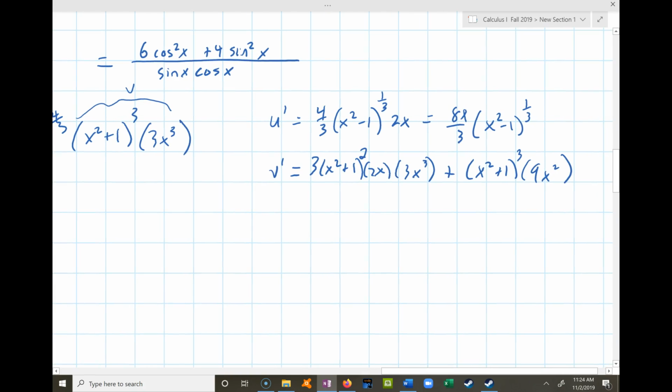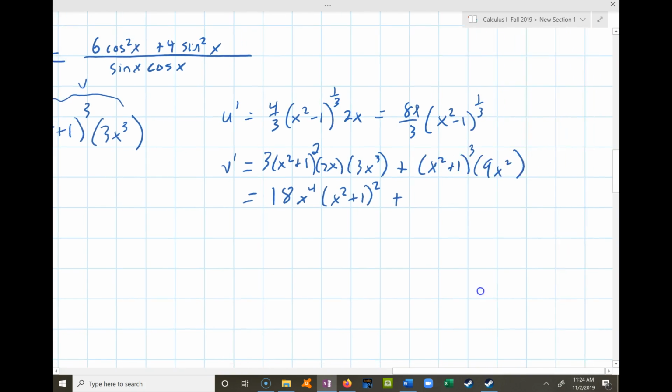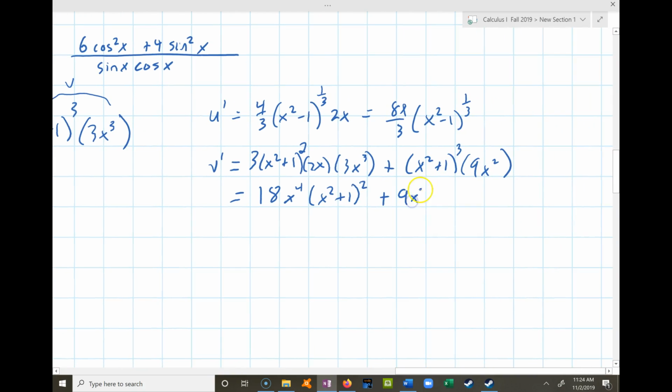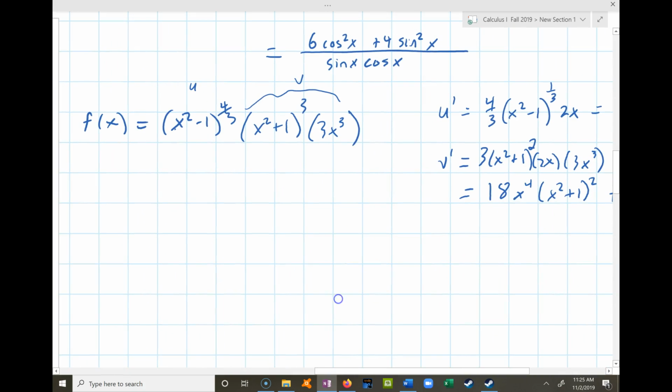And we can simplify that a little bit. That would be 2 times 3 times 3 is 18, so 18x to the fourth times x squared plus 1 squared plus 9x squared times x squared plus 1 to the third. I think I would do that first. I have my u prime and my v prime. Now I'm just going to plug into the product rule back over here at the original.